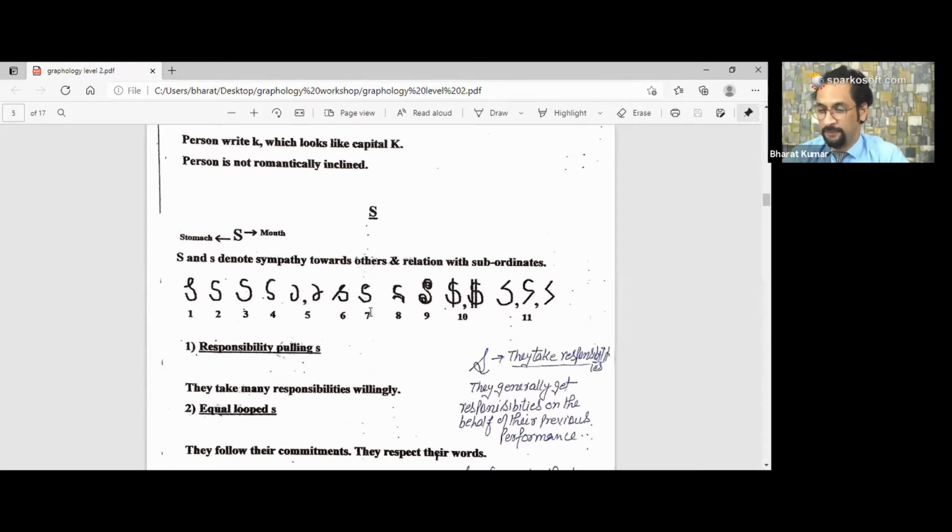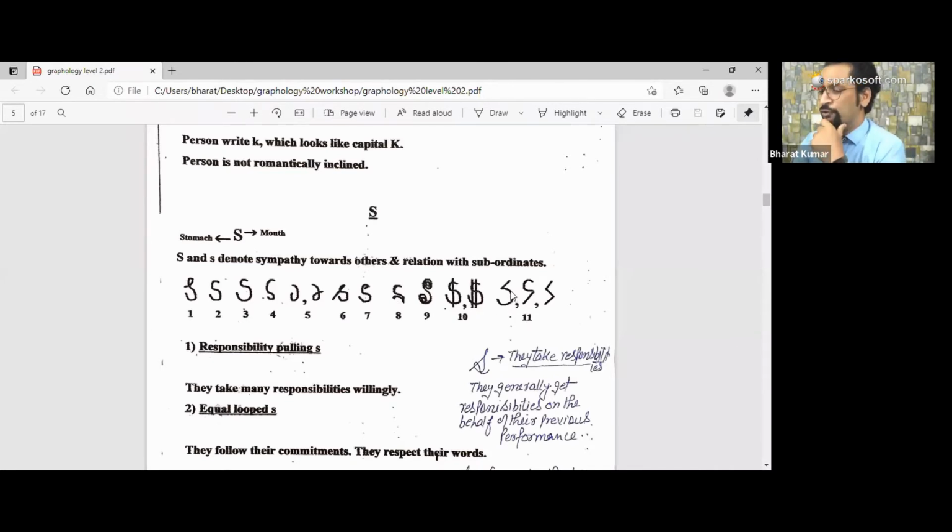In the sixth and seventh, you have either a hook in the mouth or a loop in the mouth, and the stomach is very large. In the eighth one, the mouth is clear, but there is a hook in the stomach, an incomplete stomach. You can say in this S, the stomach is absent. In the ninth one, multiple loops are there in the mouth and stomach of S. It is known as $S. $S always has a smaller mouth and a larger stomach. There may be one line or two lines.